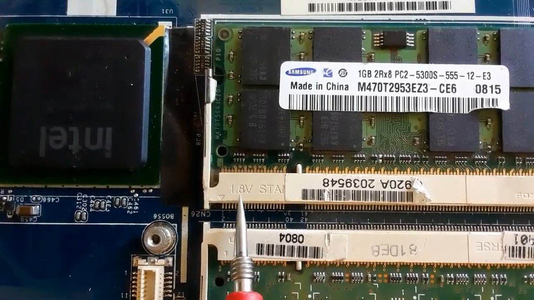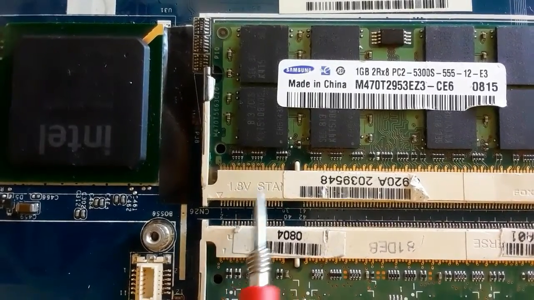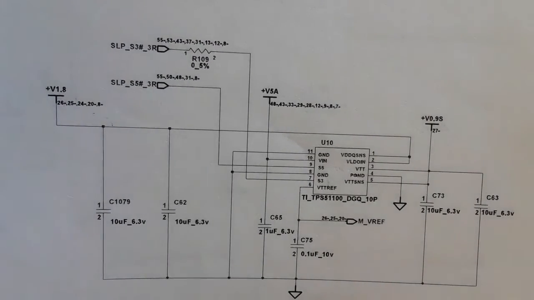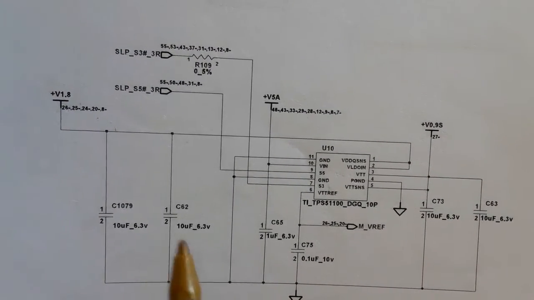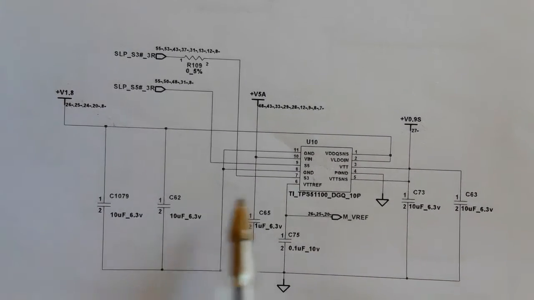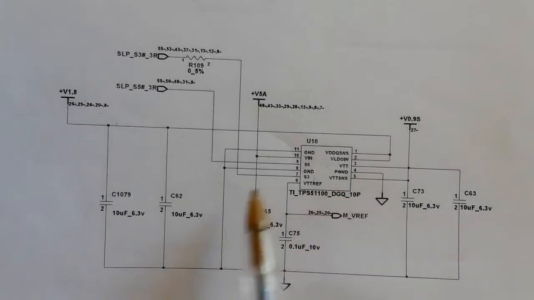Here we have 1.8 volt, as you can see. Integrated circuit that converts the main voltage to the VTT voltage for a DDR2 RAM. As you can see, we have 1.8 volt and we have here 0.9 volt.